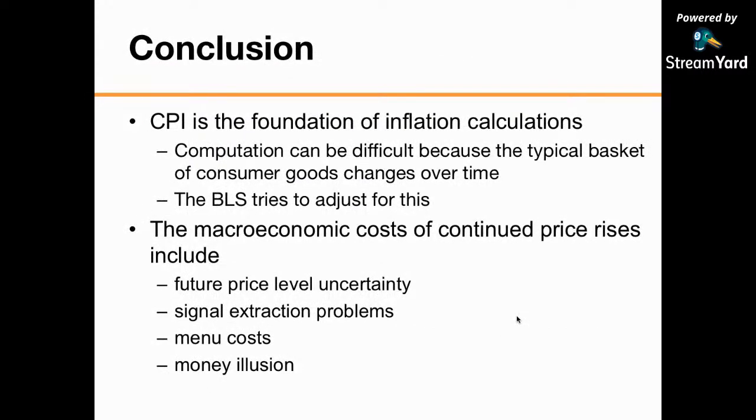So to wrap things up, the CPI is the foundation of inflation calculations. This computation can be a little bit difficult because our typical basket of goods is going to change over time. The Bureau of Labor Statistics accounts for these changes. The macroeconomic costs of inflation are things like future price level uncertainty, signal extraction problems, menu costs, and the money illusion. We talked about all of these things. And we know that inflation is caused by and controlled by expansions of the nation's money supply.